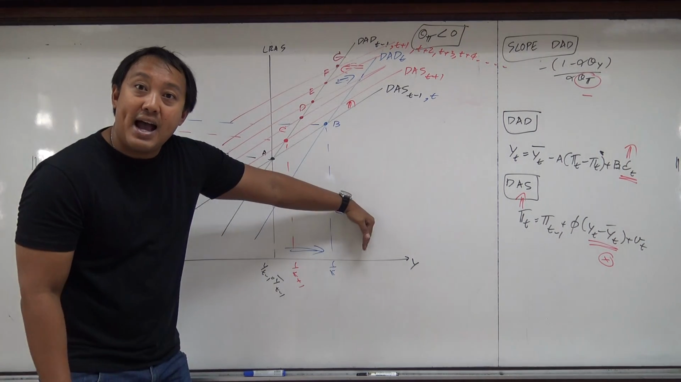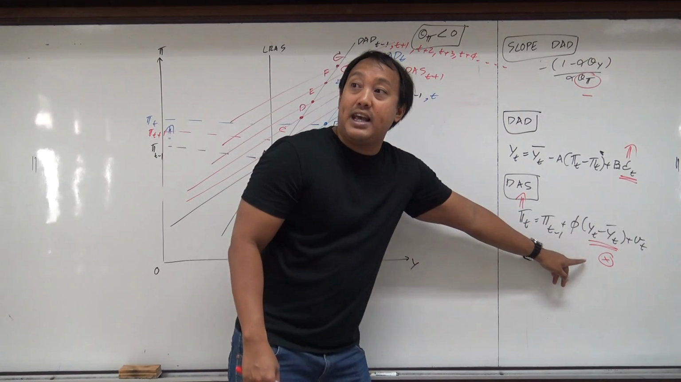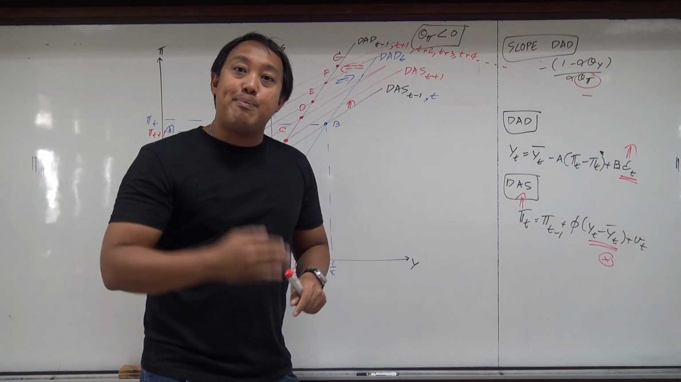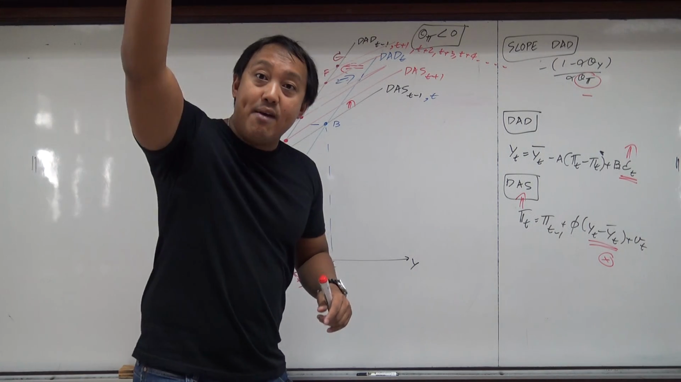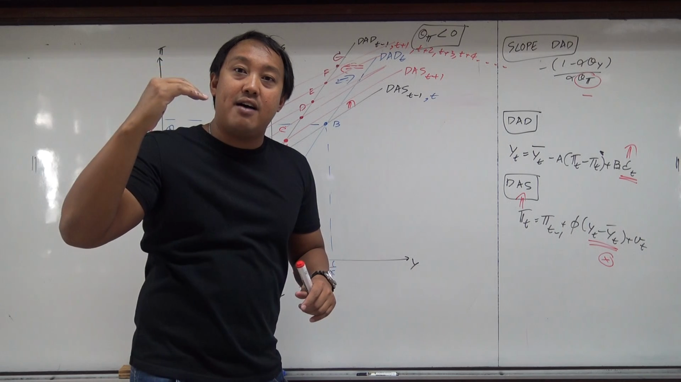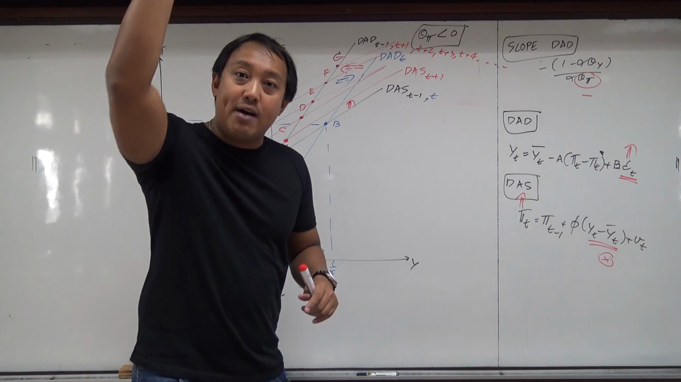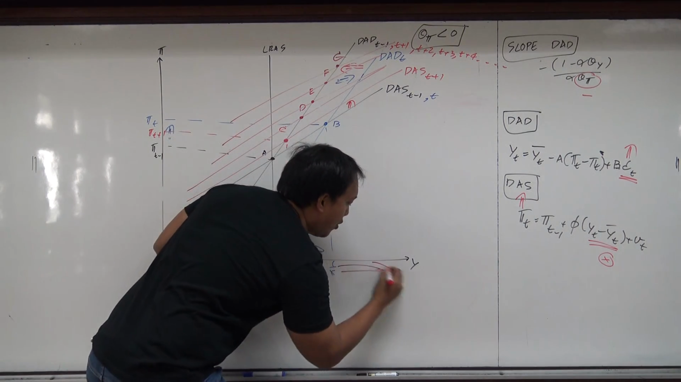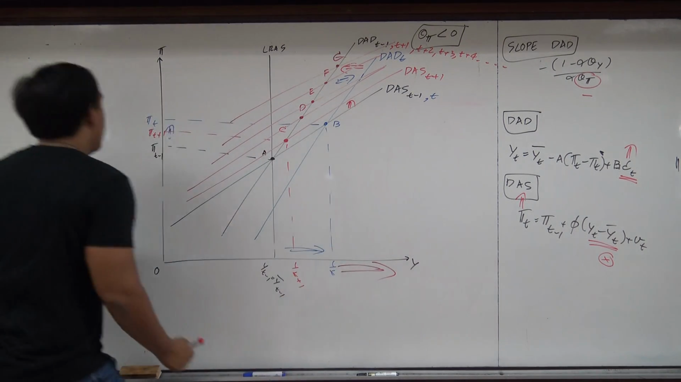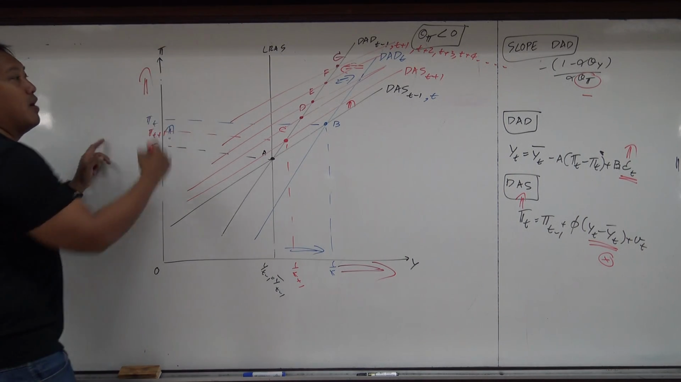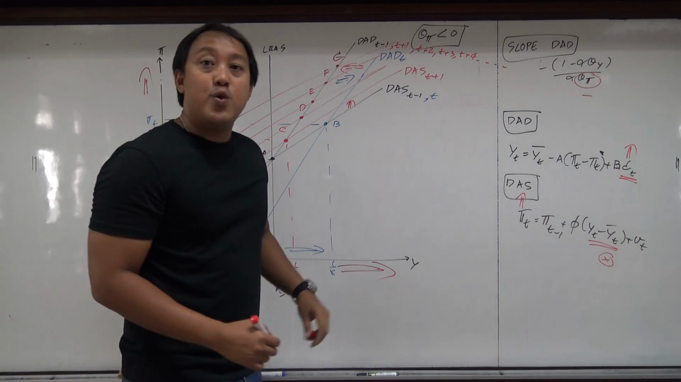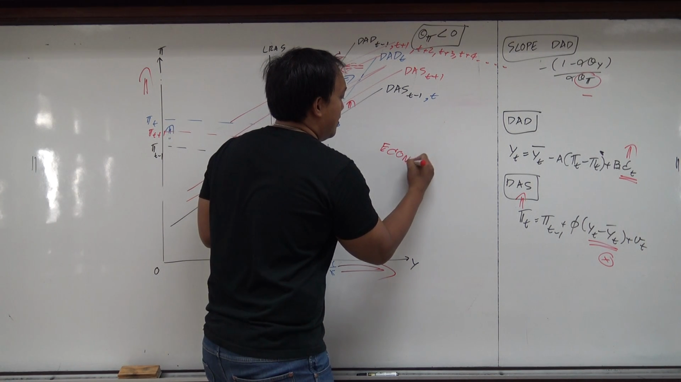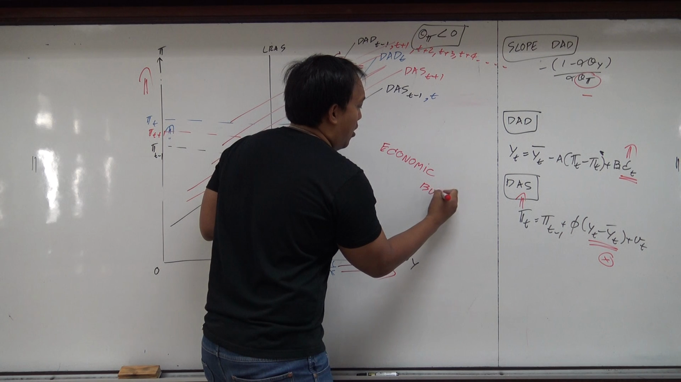Y stays higher than Y bar. This bracket stays positive, so pi t keeps going up. It means that the DAS curve, the dynamic aggregate supply curve, keeps going up forever. Since DAS keeps going up forever, GDP keeps going to the right forever. Inflation keeps going up forever until you have what we call an economic bubble.